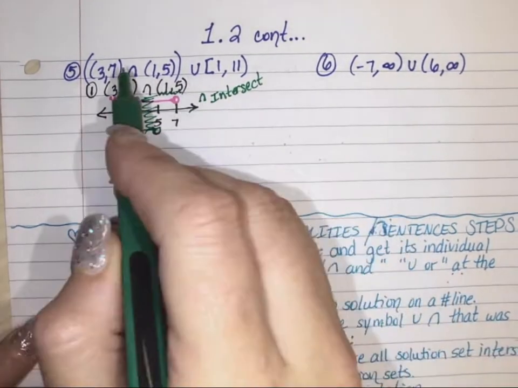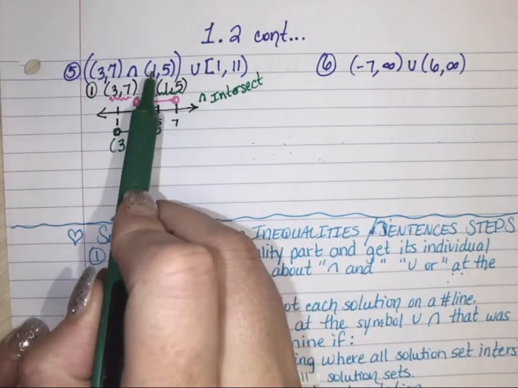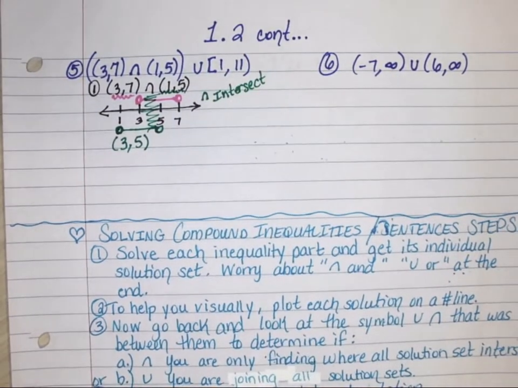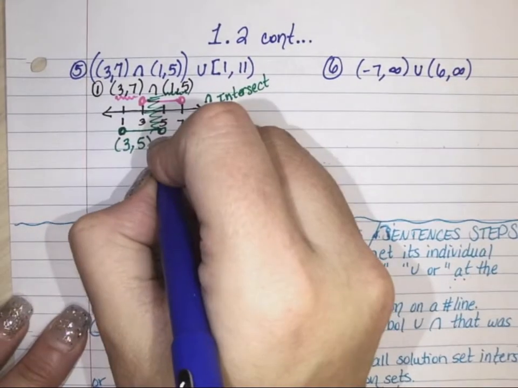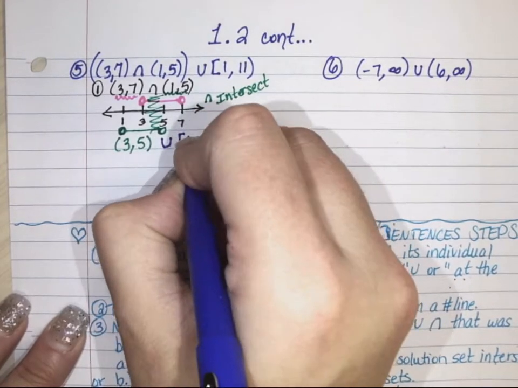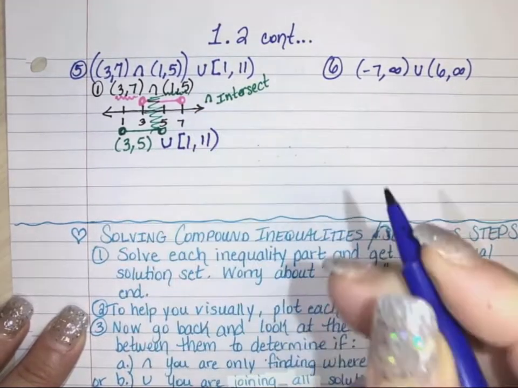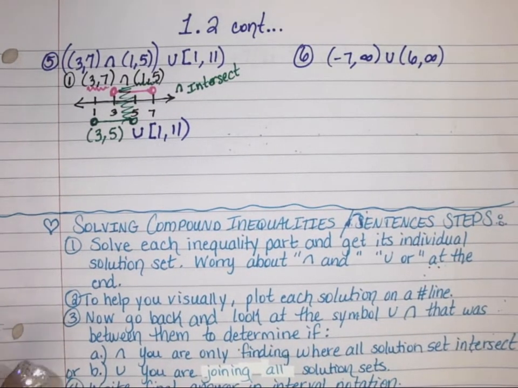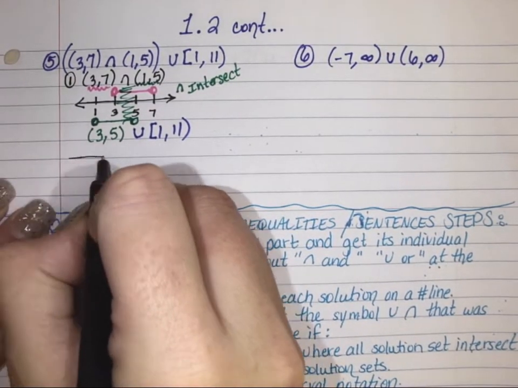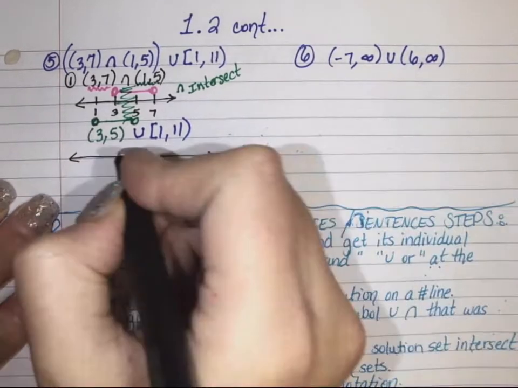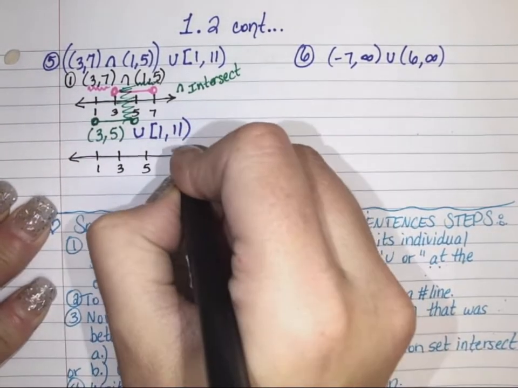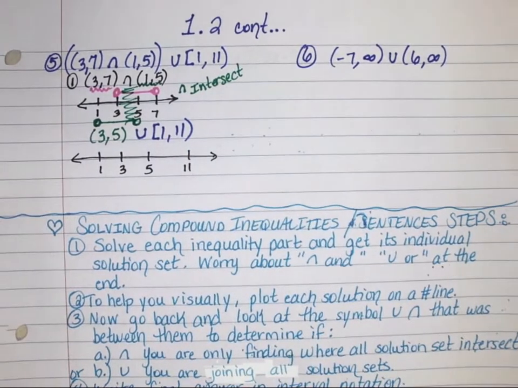But we're not finished. That was just this part. Now we have to bring this down. We've got to join that piece with this solution set from 1 to 11. Once again, draw a number line. Label numbers 1, 3, 5, 11.